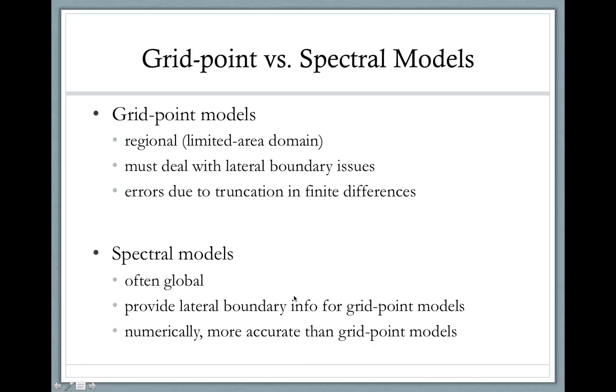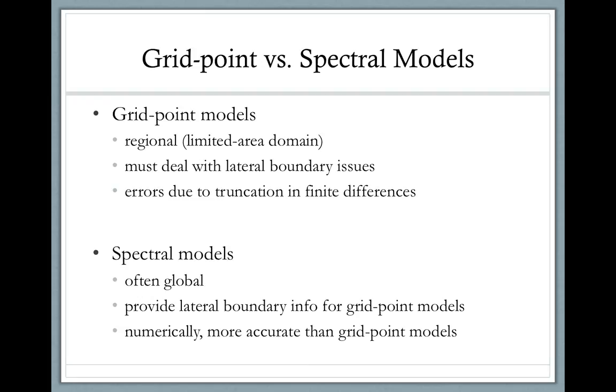So just a little bit more on grid points and finite difference models versus spectral models. Grid point models are often regional. They're over what we call a limited area domain. Not only is it an initial value problem, but it's also a boundary condition problem. We must feed in observations or weather systems that are coming in from outside the boundary in order to get a successful prediction if we go beyond about 6 hours of forecast, which of course we would want to do. And so we get errors due to truncation in the finite differences, errors due to the finite difference in space and time, as well as the discretization of our equations in and of themselves.